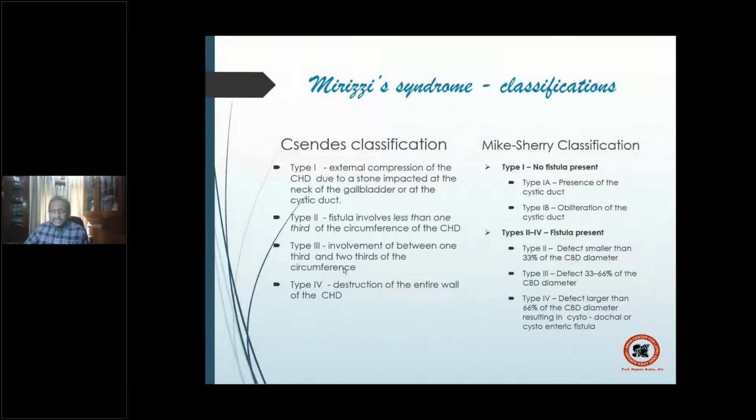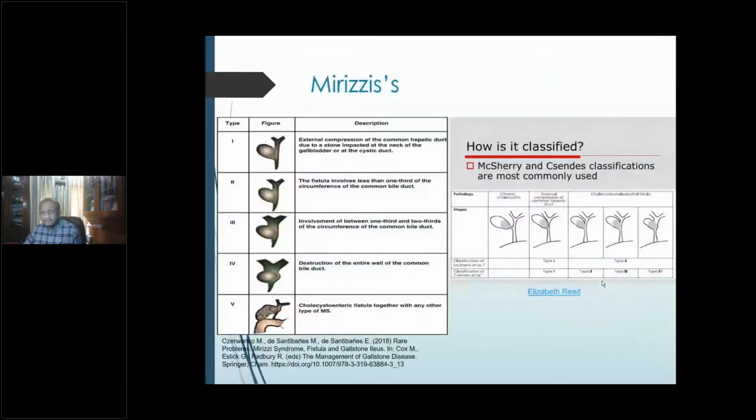The McSherry classification is simple: fistula, no fistula. Type 1, no fistula. Type 2, with fistulous communication. Right? And here they are mentioning the percentage, that is one third and two thirds. It is similar to the Csendes classification. Right? So this shows the Mirizzi syndrome.